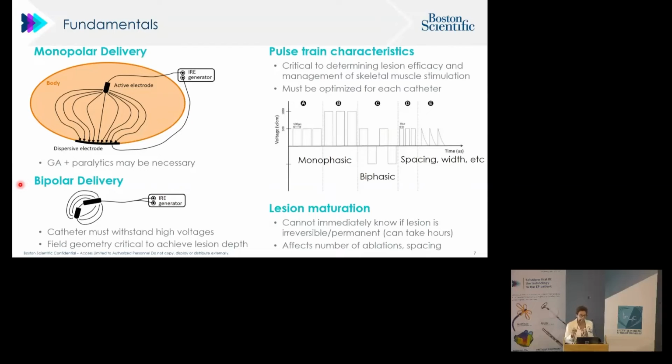But for this kind of delivery, really the conformation, the design of the catheter is really critical to avoid, for example, arcing between the splines, and also to achieve a depth of the lesion that is enough with this delivery.